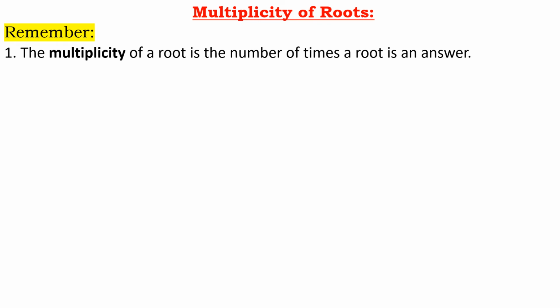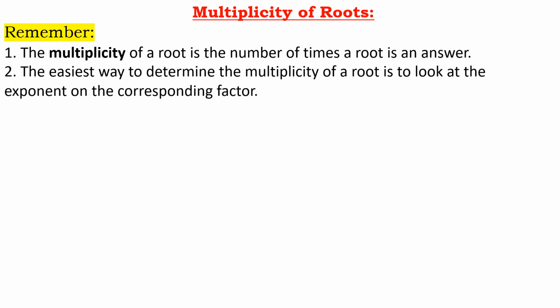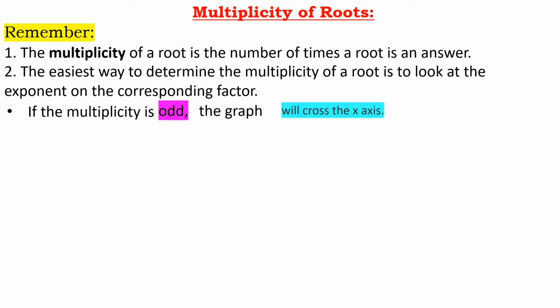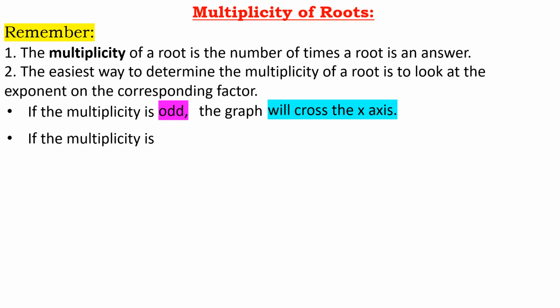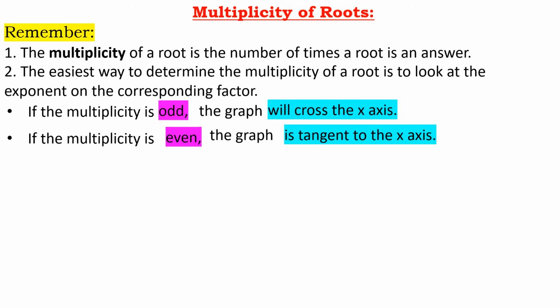Multiplicity of roots. Remember, the multiplicity of a root is the number of times a root is an answer. The easiest way to determine the multiplicity of a root is to look at the exponent on the corresponding factor. If the multiplicity is an odd number, the graph will cross the x-axis. Now, if the multiplicity is an even number, the graph will be tangent to the x-axis. It will not cross, it will just touch the x-axis.